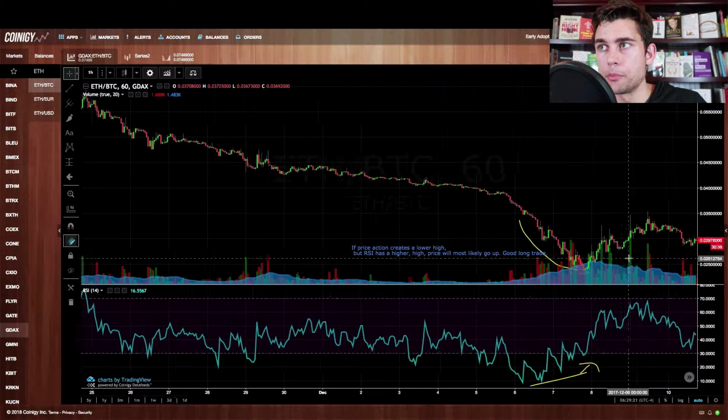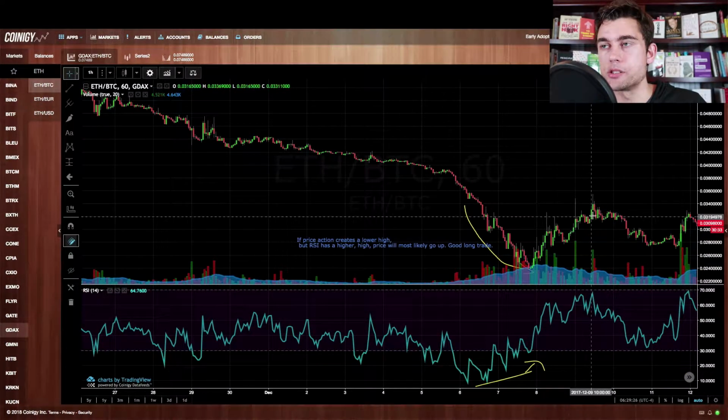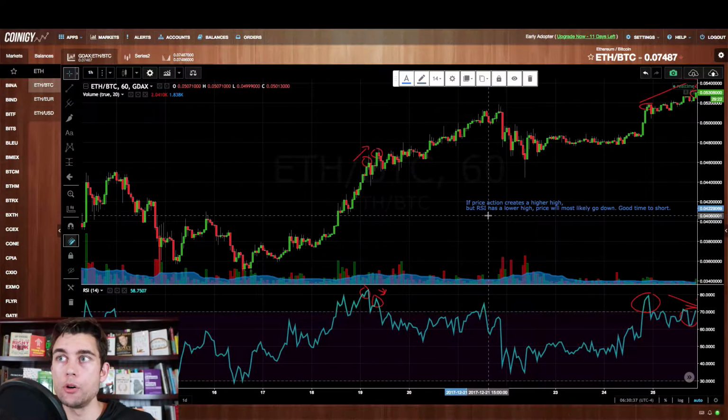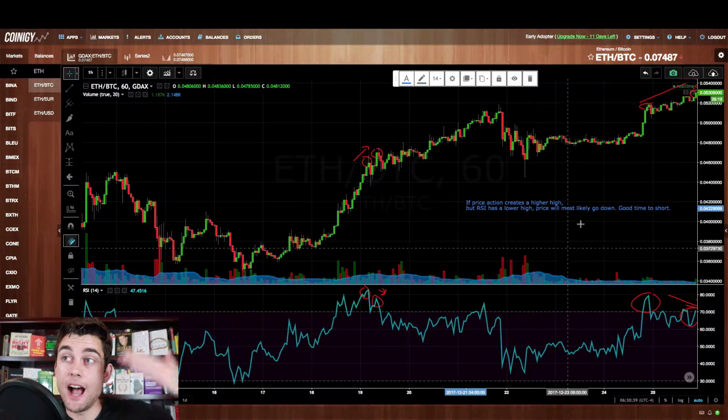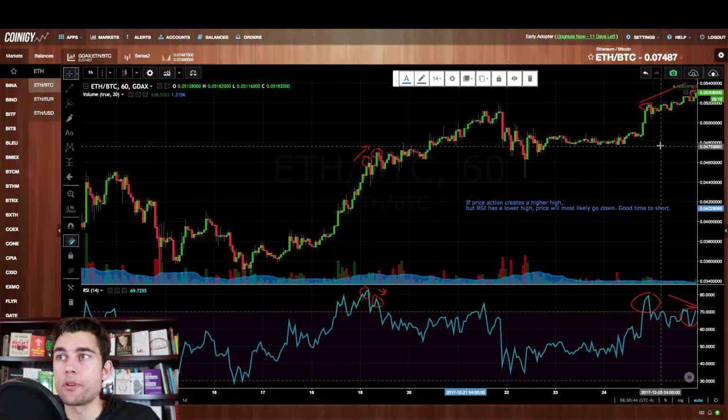So what happened? The price started going up, and you could see it went up right here, and that was a really good trade. Now, the opposite is also true. So if a price action creates a higher high, but the RSI has a lower high, then the price will most likely go down. And this is what I mean.